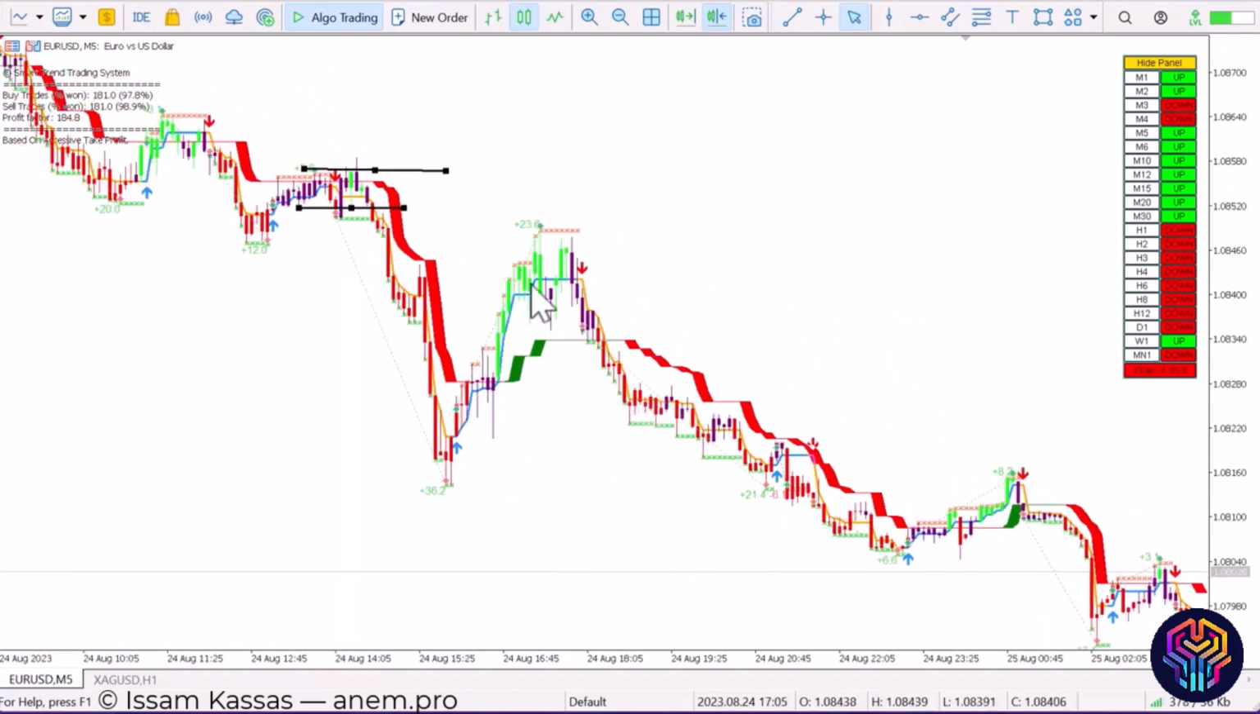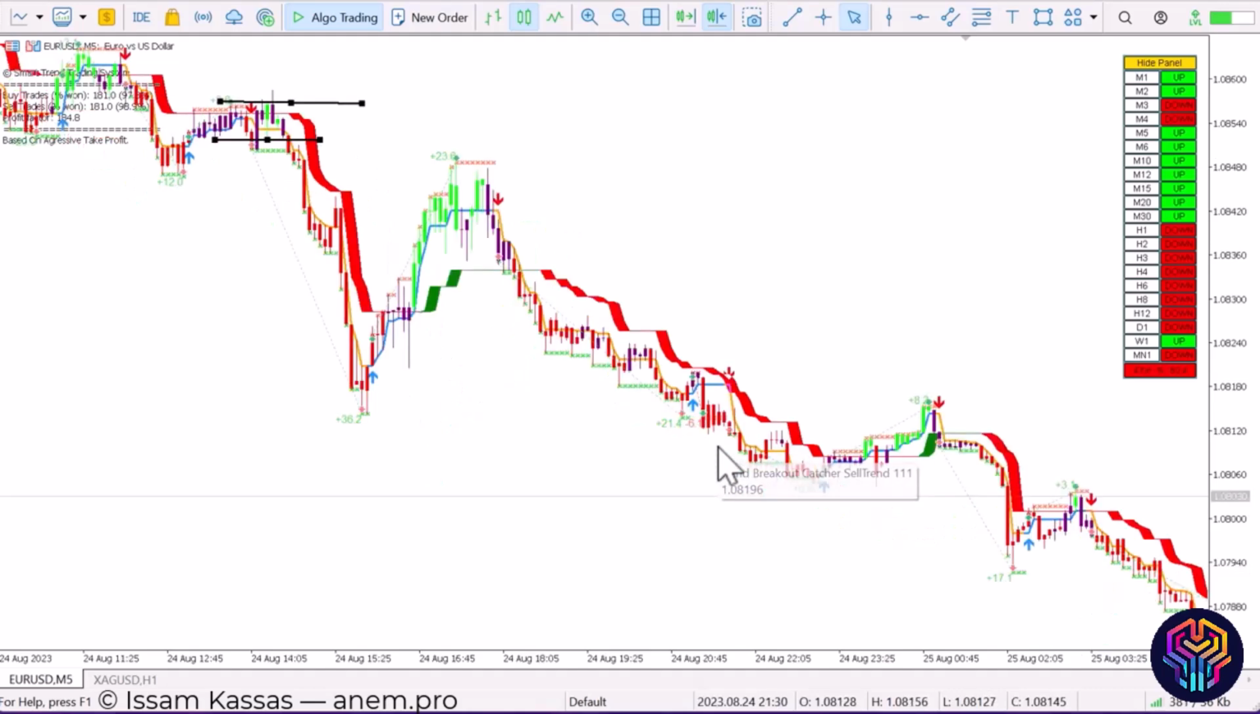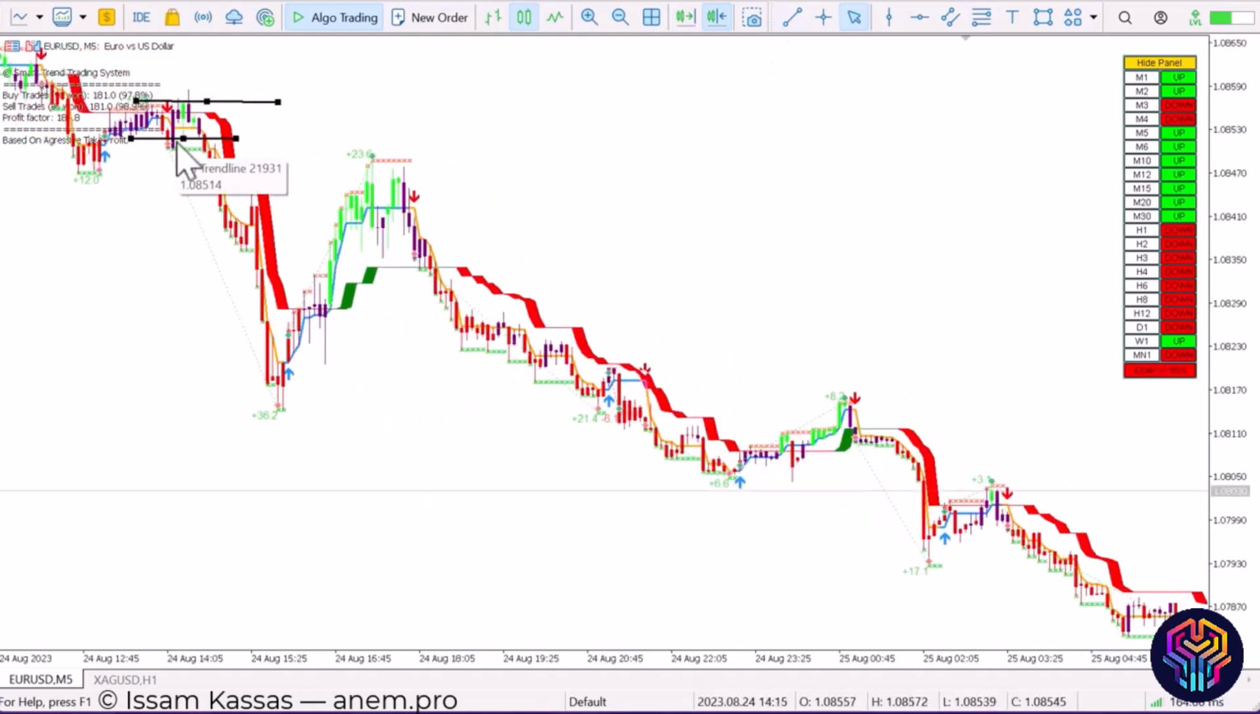Right at this level here, I am above the green, but the signal that I got here is below. So I'm not taking any buy signals in the red. I'm taking buy signals in the green and sell signals in the red. So moving on, I got a sell signal here.